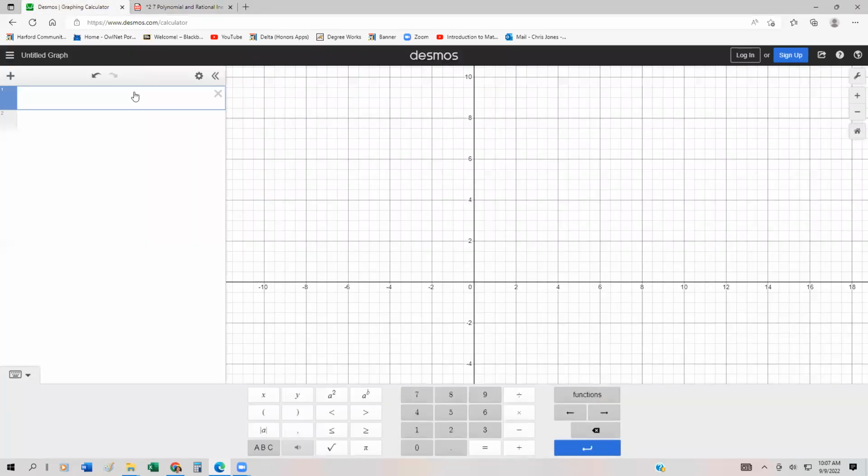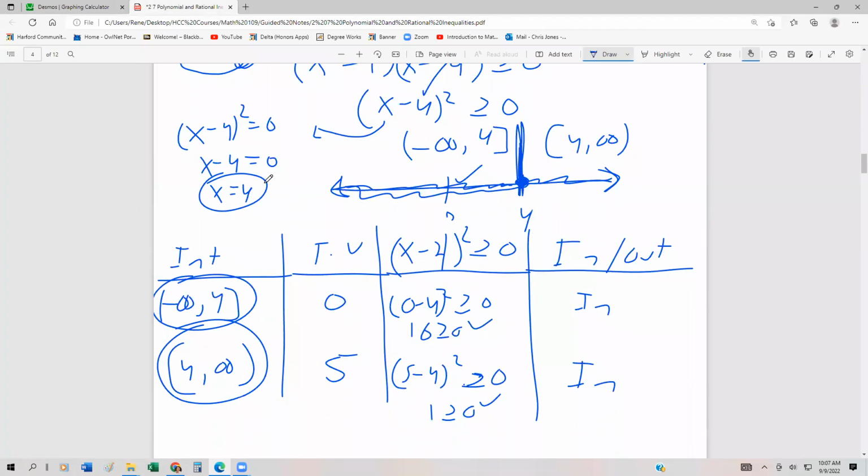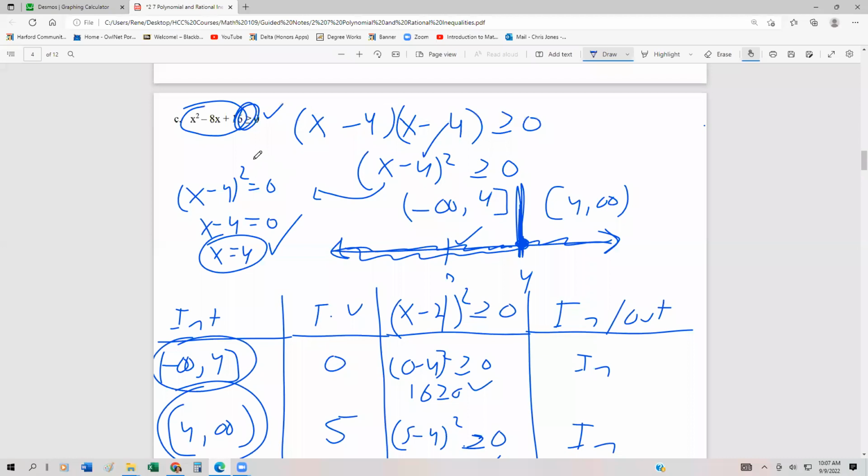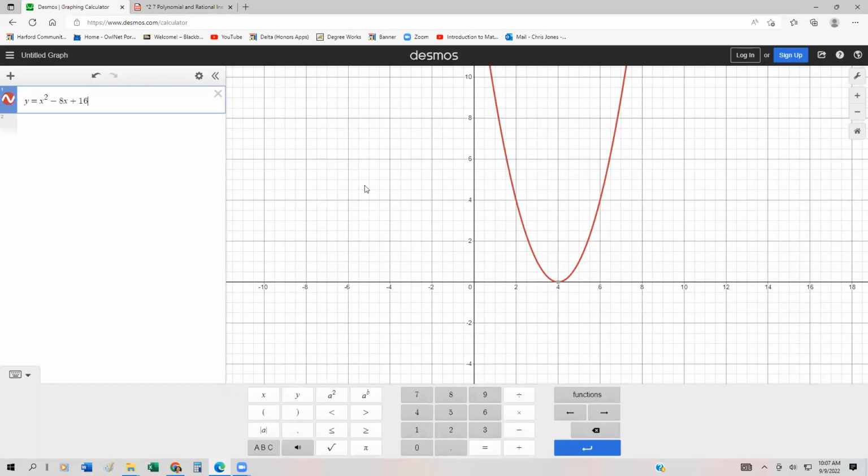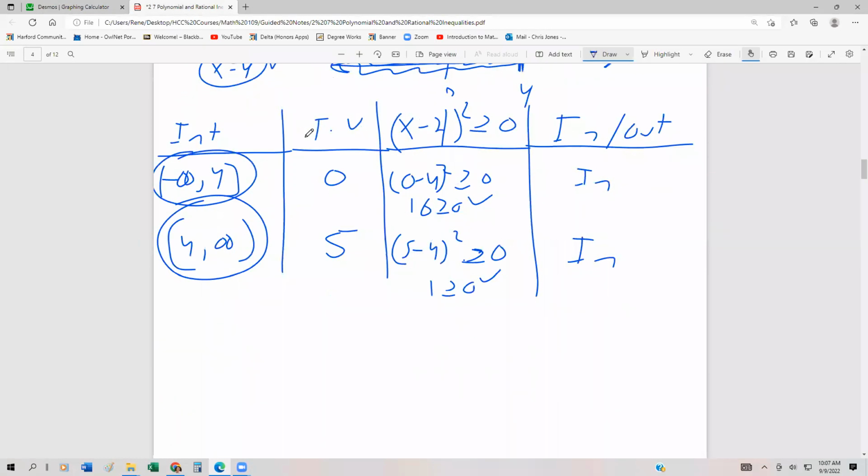In fact, let me do that. So we have y equals x squared minus 8x plus 16. And notice what happens. It touches the axis at 4, and then it turns around, likely because it has a multiplicity of 2 right here. Okay, so remember we talked about multiplicity for polynomials. So that means that no matter what, this function is always going to be greater than or equal to 0. Okay, so for our solution set, x would be an element from -infinity to infinity.